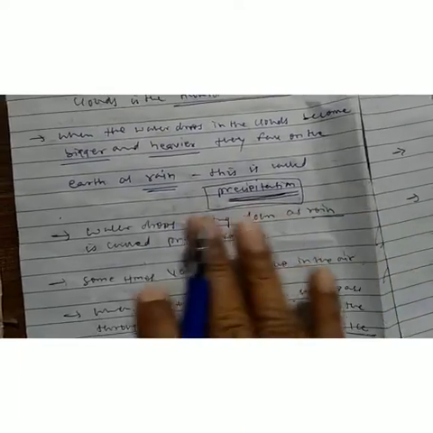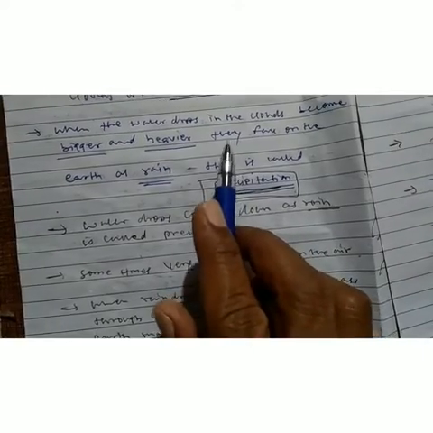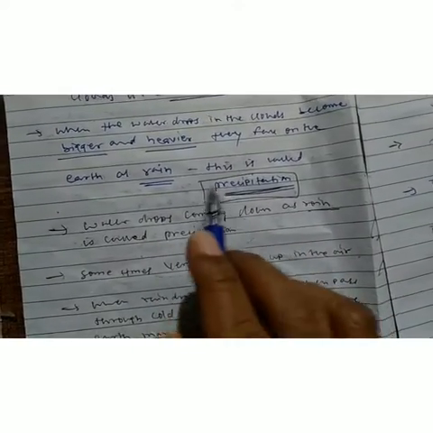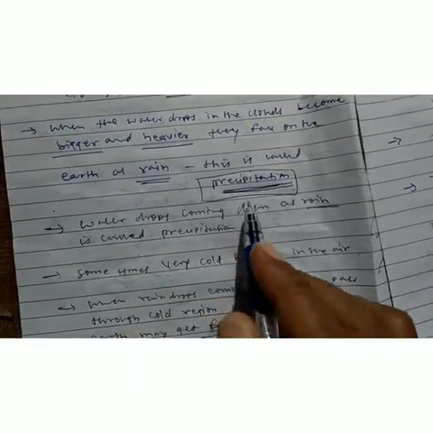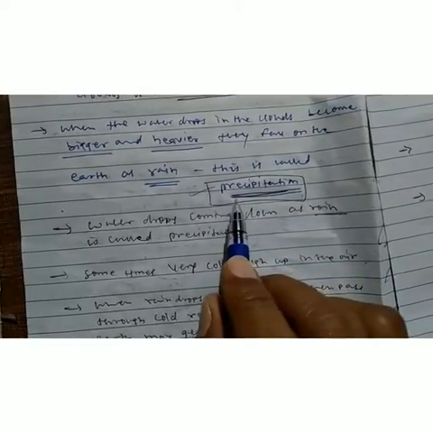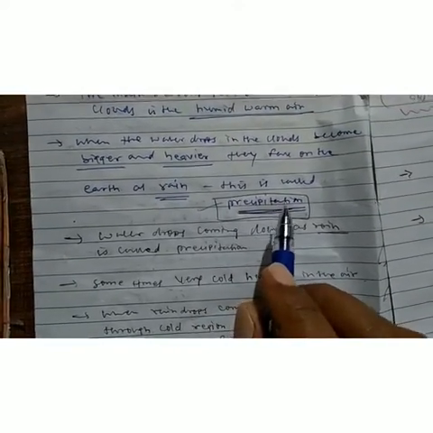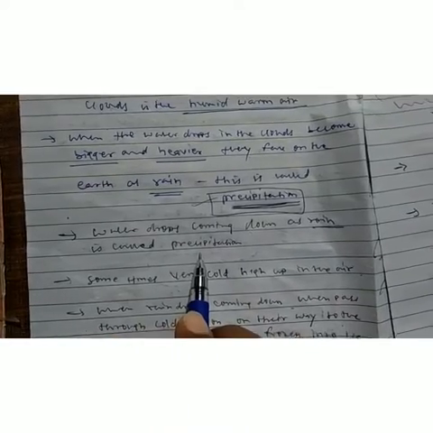When the cloud is heavy, the water in it starts to fall down, and when that water falls down, that is the rain, and that is called precipitation. That is important. What is precipitation? Precipitation means rainfall, that process. Water drops coming down as rain is called precipitation.